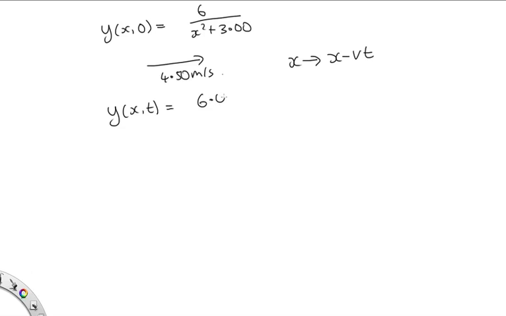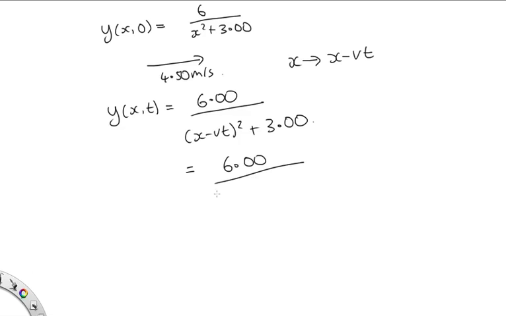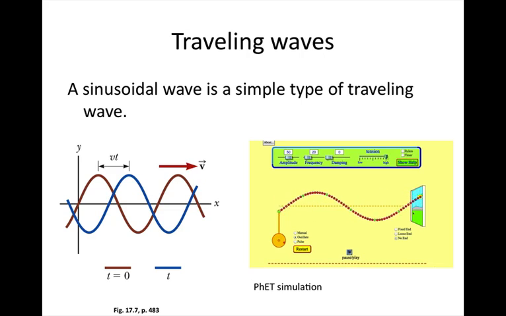So we've got 6 over (x minus vt) squared plus 3.00. Now, as we're given the value for this velocity, we can substitute that in and put 6.00 over (x minus 4.50t) squared plus 3.00. So this is our wave function for that wave. So we often model travelling waves as sinusoidal waves. There's actually a good reason for this. We can construct any waveform we want from a sum of different sine waves.